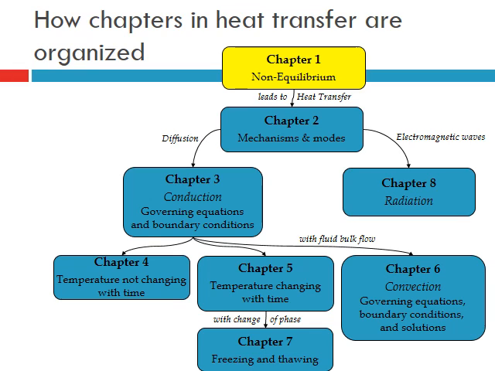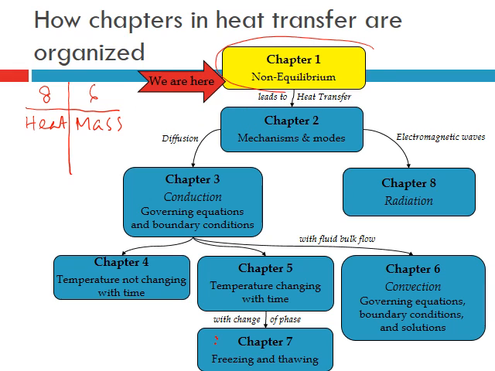So just to have a big picture of how the class is organized, we have 14 chapters, 8 in heat and 6 in mass. This is the first one in heat transfer. Okay, and then the heat transfer and mass transfer mirror each other for the most part.